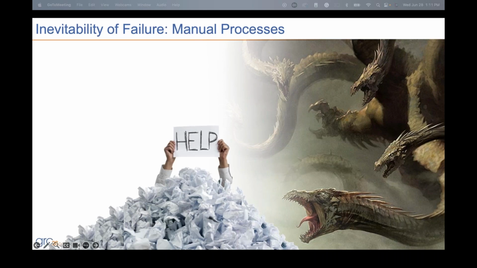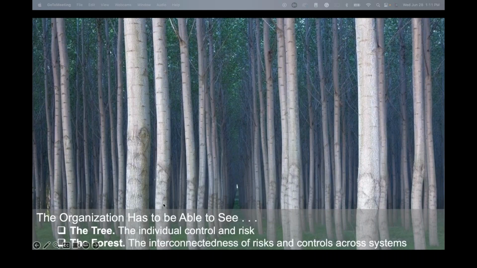And so if you're going to have an enterprise view of risks and you're going to take on a risk mitigation exercise, it necessitates that organizations also have an enterprise view of controls and be able to manage those controls in the organization to ensure that risk is being mitigated and managed to an acceptable level. So today's organization needs to be able to see the tree as well as the forest: that individual control and risk as well as the interconnectedness of risk and controls across systems.